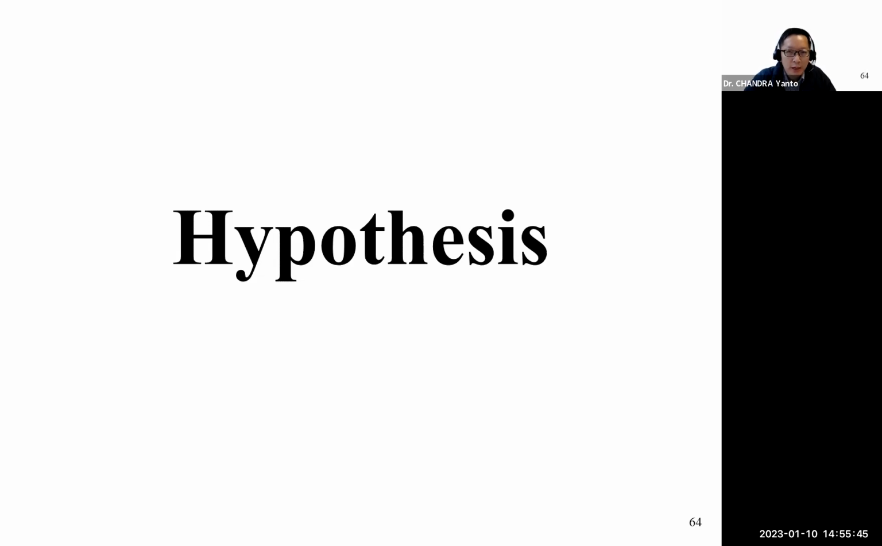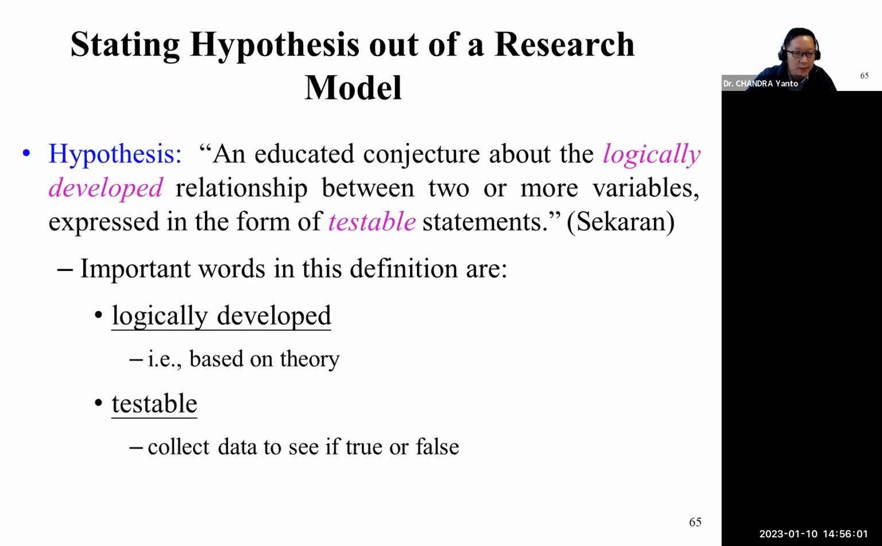Remember, I've partly talked about hypothesis in the sections on truth and on theory. In relation to theory, hypothesis is obviously a very integral part of the theory that you are developing and testing. So hypothesis is something that you need to state out of your research model. You state it explicitly so that you can test it.